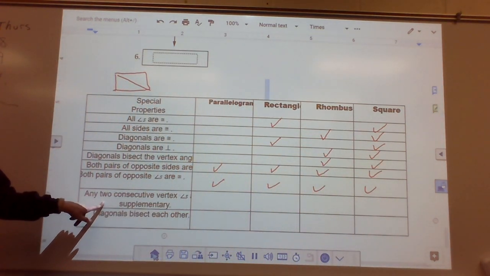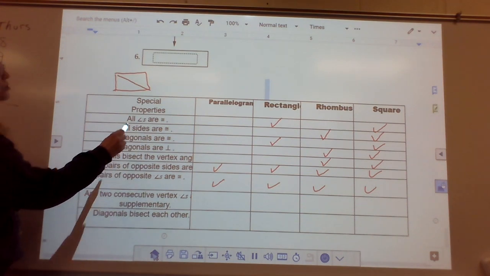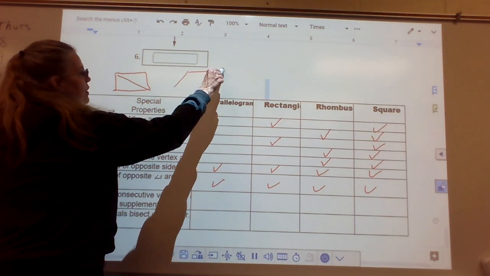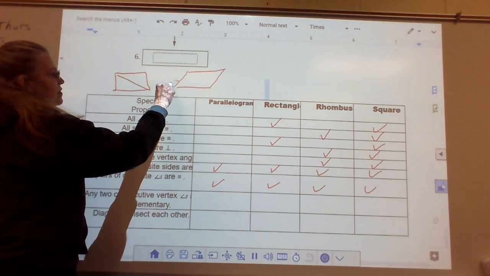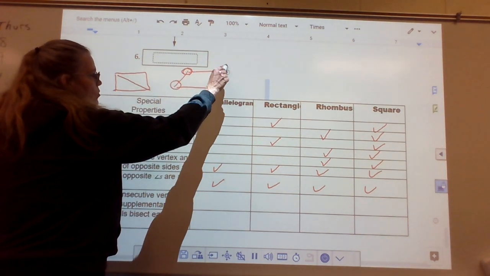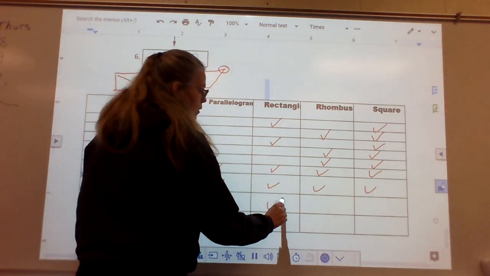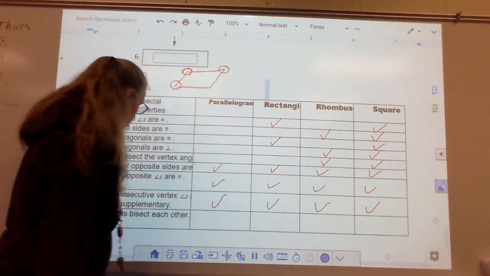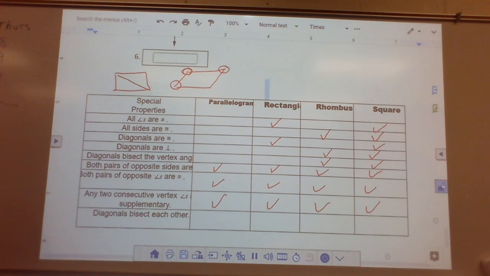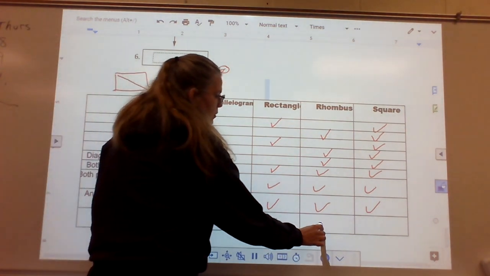Any two consecutive vertex angles are supplementary. So that's saying that if I've got a shape, this guy and this guy is going to be supplementary, or this one and this one will be supplementary. Well, that's true on any parallelogram. So that's true across the board. Diagonals bisect each other. That's also true across the board.